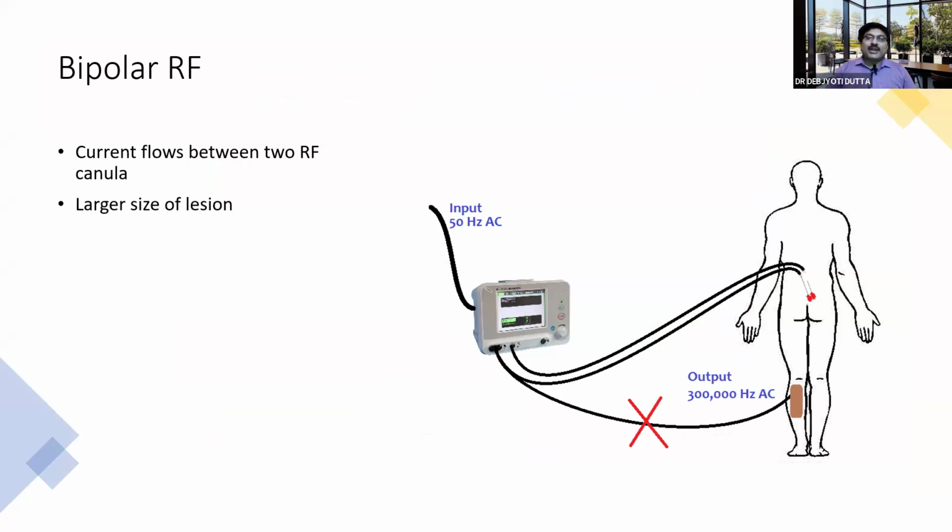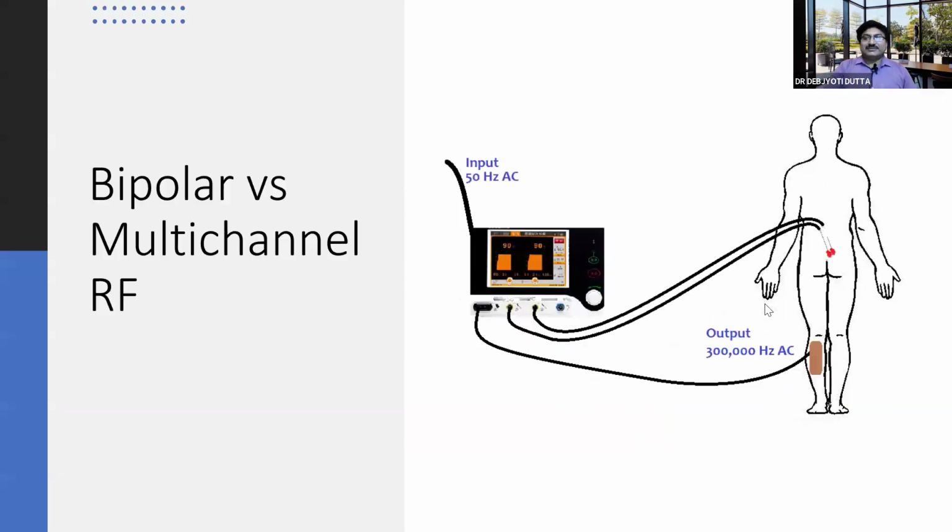Another term you might encounter is the bipolar radio frequency. The concept is similar to the conventional radio frequency. But here, instead of a ground pad, two needles are placed close to the area where we need heating. So we pass the current from one to the other, and that will cause a larger type of lesion. So basically, cooled radio frequency and bipolar radio frequency are techniques to increase the lesion size.